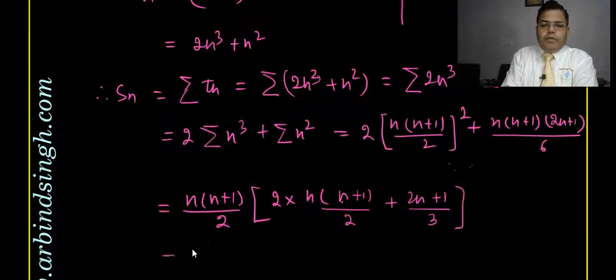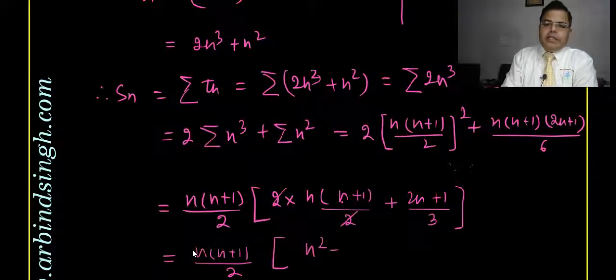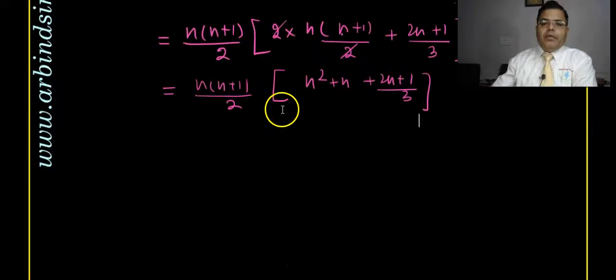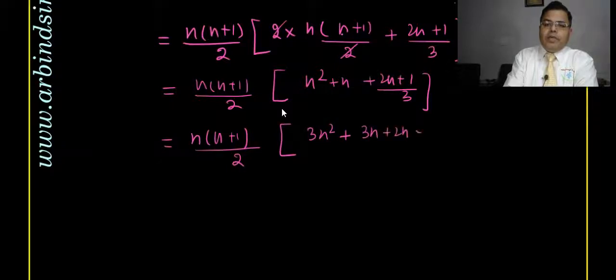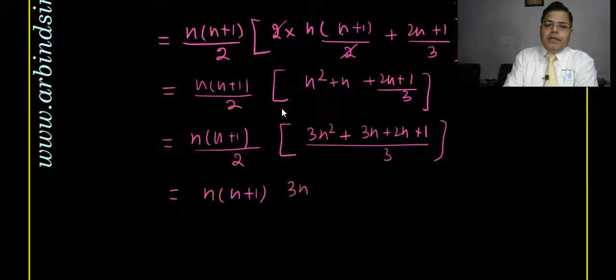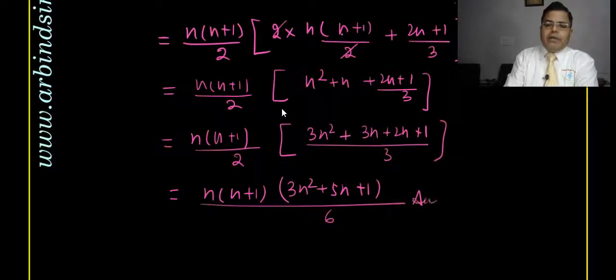So now this will be n into (n plus 1) by 2, and 2 and 2 cancel. What is left there? n into (n square plus n plus 2n plus 1) by 3. That will be left. Now we can go ahead with the calculation: n into (n plus 1) by 2, into (3n square plus 3n plus 2n plus 1) whole divided by 3. So finally the answer will be n into (n plus 1) into (3n square plus 5n plus 1) whole divided by 6. That will be the answer of this question.